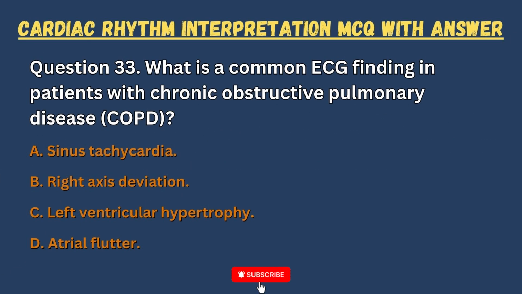Question 33. What is a common ECG finding in patients with chronic obstructive pulmonary disease, COPD? A. Sinus tachycardia. B. Right axis deviation. C. Left ventricular hypertrophy. D. Atrial flutter.